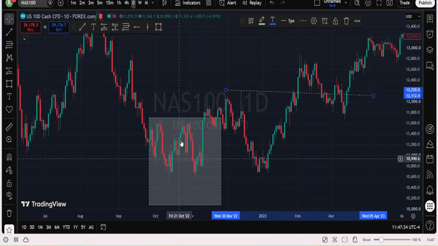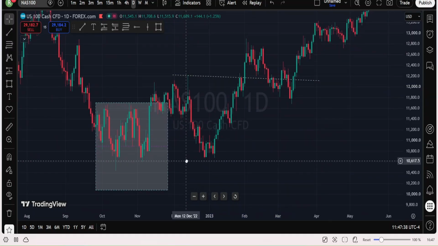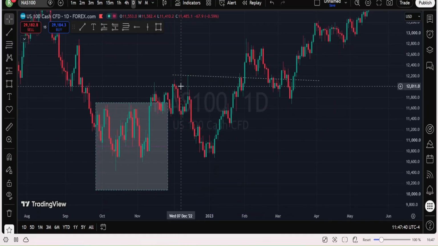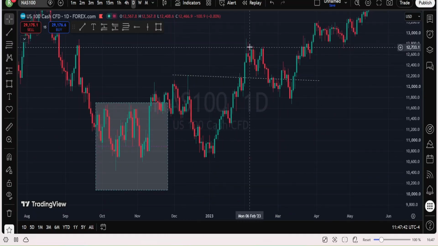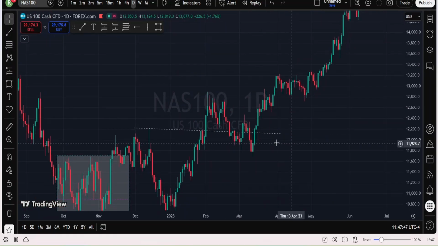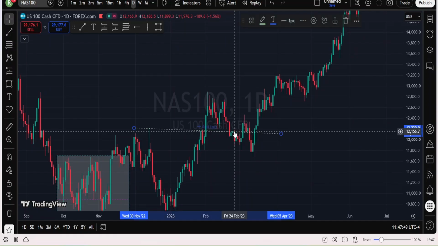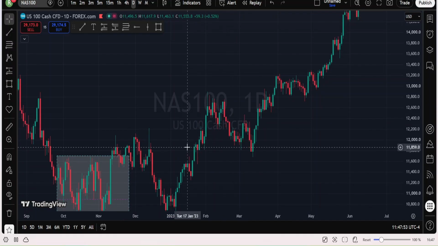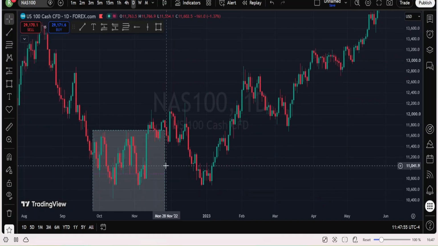As you can see, the market has shifted. We don't know yet if after this the market is going to continue down. And then suddenly, this major swing was broken, and the market started making higher highs again. So we can say the market has shifted from the downtrend, or the bearish trend, to an uptrend.